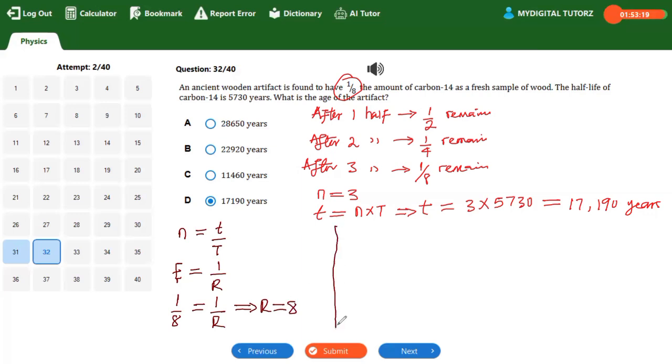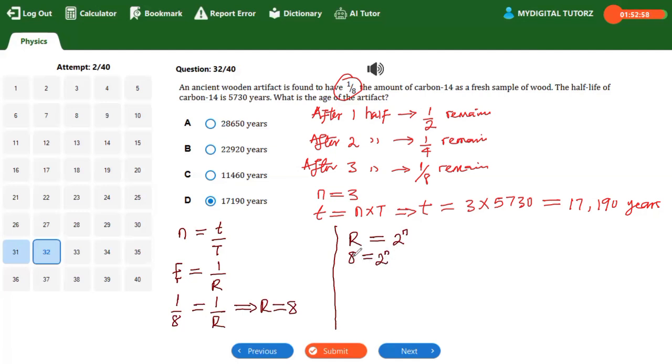So we have this formula that the disintegration ratio R is equal to 2 raised to power what? N. Is that understood? Please watch my video; a lot of these I've covered in that particular video. So our R, the disintegration ratio, is 8, equal to 2 raised to power N.